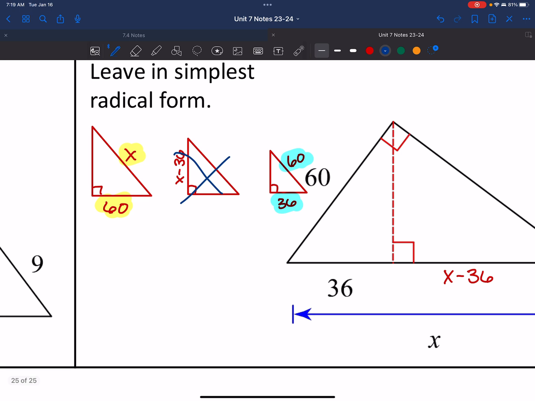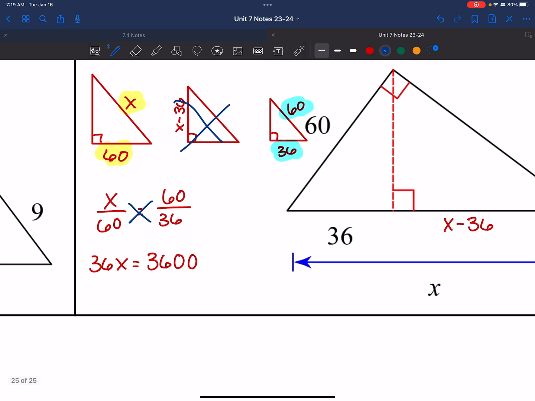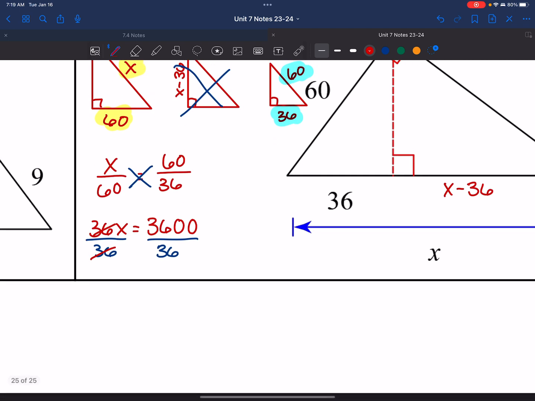So to set up my proportion, I can say x over 60 is equal to 60 over 36. Solve for x, I'm going to cross multiply. So I've got 36x is equal to 3,600. Divide by 36 on both sides. And so 3,600 divided by 36, that's going to give me x equals 100.